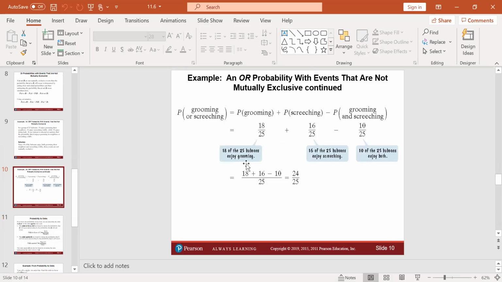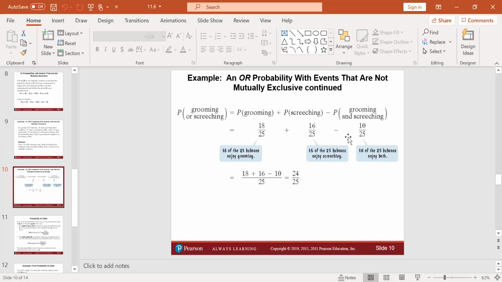So the probability that they will enjoy grooming their neighbors or screeching wildly, you take the probability they enjoy grooming plus the probability they enjoy screeching. Notice if you add them together, you're going to get more than 25, meaning you're going to get a probability greater than 100%. So that's a nice little fail-safe. You're like, wait a minute, Pilgrim. You're going to get a probability greater than 100%.